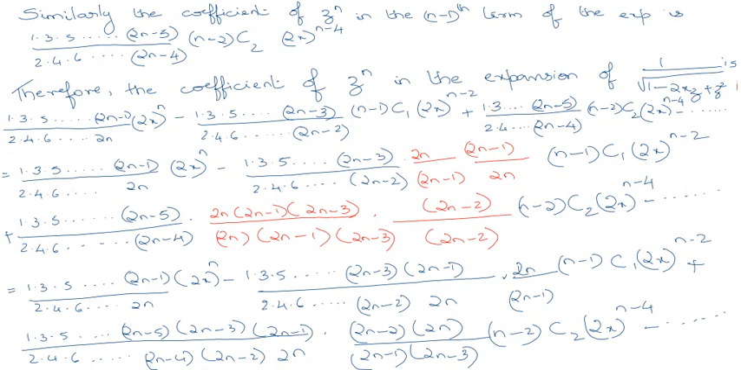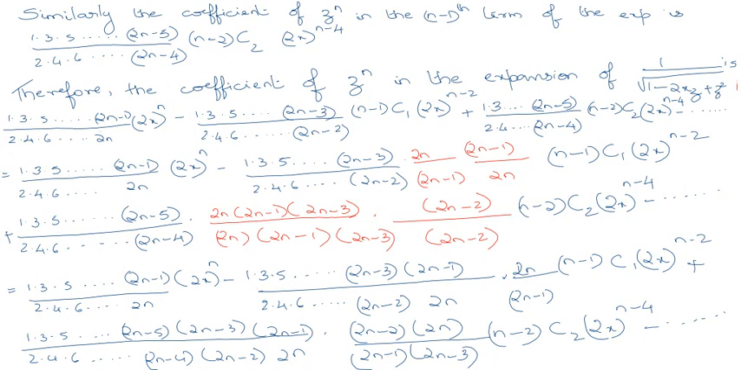Okay, multiplying and dividing by 2n into 2n minus 1 into 2n minus 3 divided by 2n minus 2. So that is the change we made while coming from this equation to this equation. Okay. Now, in the next equation, we are just arranging it.